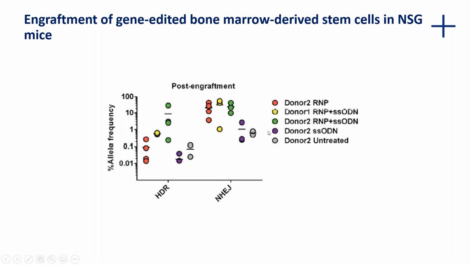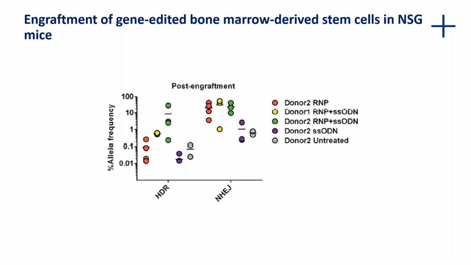The different colors there: the donor 2 RNP would be the donor cells treated with the guide RNA and the Cas9, but no oligonucleotide template. And remember that the HDR method, the homologous directed repair method, needs a template. Then the yellow and the green are two donor populations which have been treated with the guide RNA, the Cas9, as well as this optimized template. The dark blue is the donor cells with simply the template, but not the Cas9 or the guide RNA. And the light blue is the untreated donor cells.